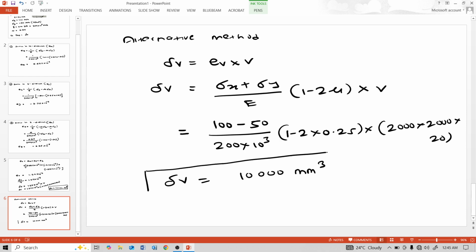This is the short method for solving this numerical. Use the direct formula and solve this numerical. Thank you very much.